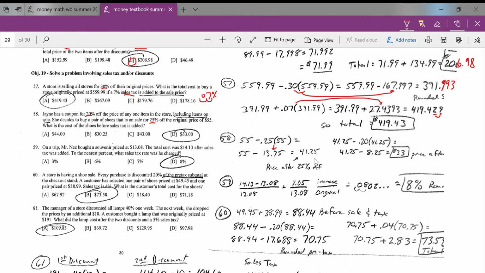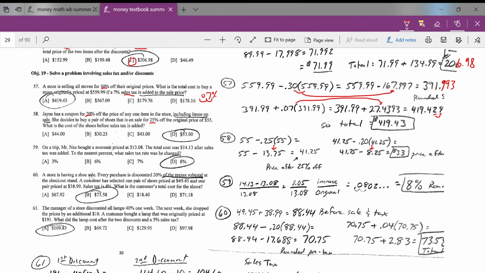Now, something that doesn't always get to happen at stores, you get to use a coupon on the sale price. So you take the sale price and the coupon is for 20% off of that. So 0.20 times the 41.25. So you multiply here, and that gives you $8.25. Okay, so you take the sale price minus the discount of $8.25, and you're going to be left with $33. Okay.